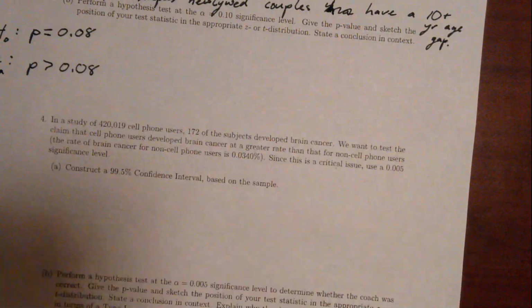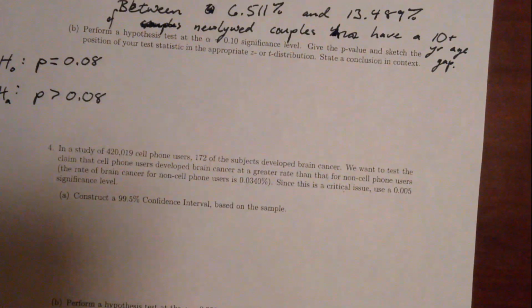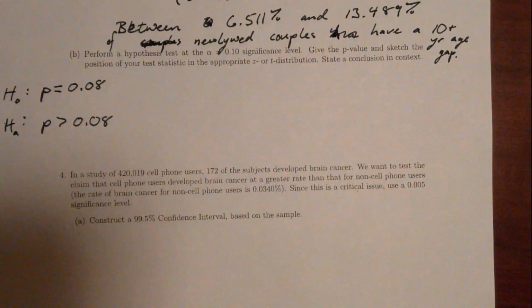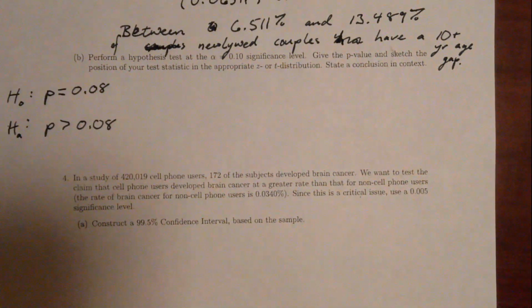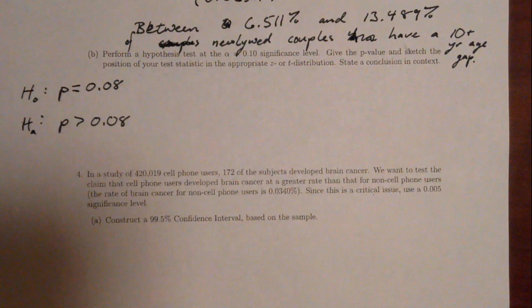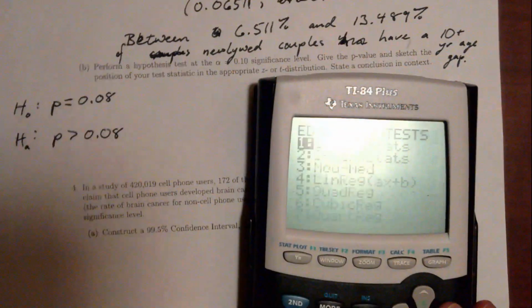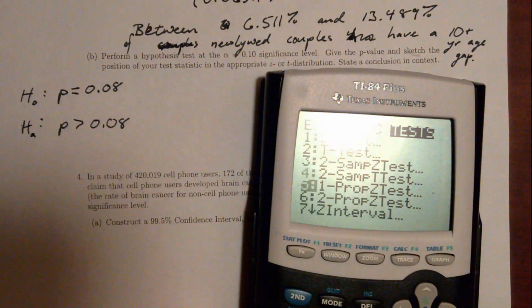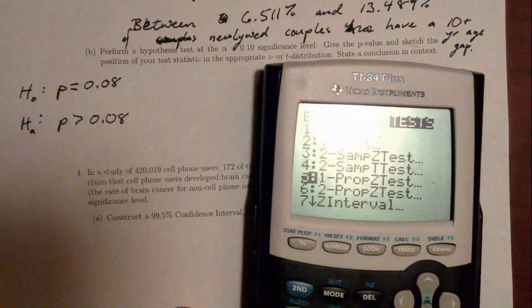Okay. All right. Sorry for that interruption. We just want to make sure we tie up all the loose ends. Okay, back to this one now. We are talking about a proportion. So this is going to be a z-test. Z-distribution for proportion. There's a one proportion z-test here.